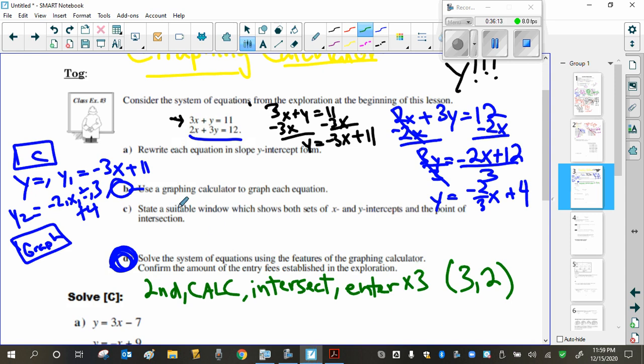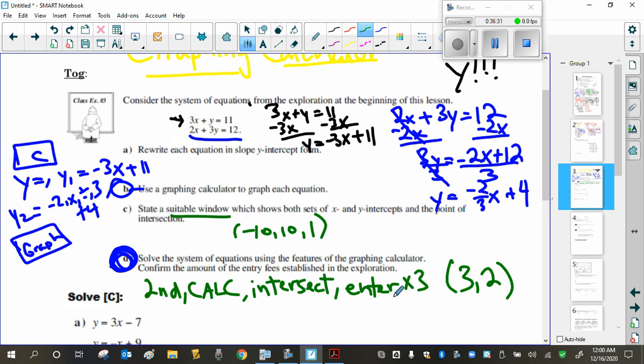And the window, we don't have to worry about doing windows unless we don't use -10 to 10. That's the window. That's the standard window. When you use the standard window, Zoom 6, you don't have to write down the window.